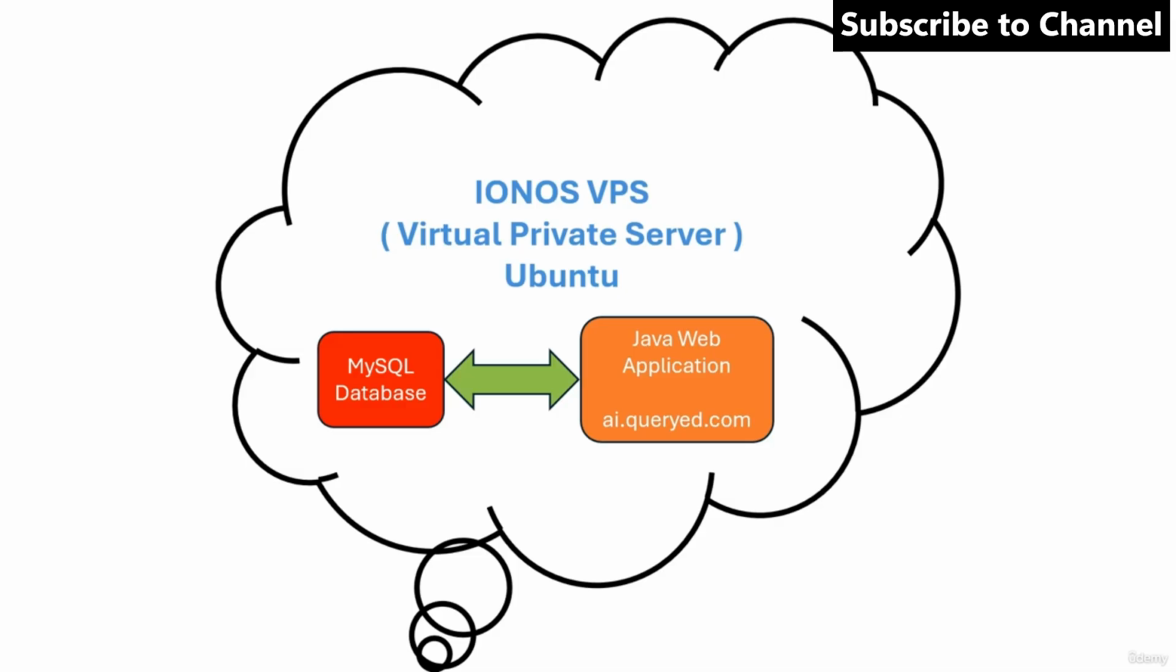So here I have created a MySQL database, that is, installed the MySQL software on the VPS server, the cloud server of IONOS itself. I have bought an Ubuntu server and installed the MySQL database on that itself, and the website application, the Java application, is also running on the VPS. So I'll show you how. Let's go on to it.